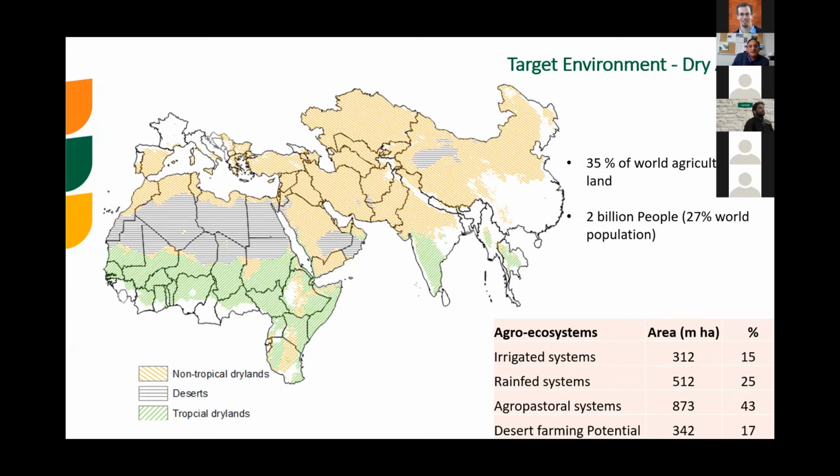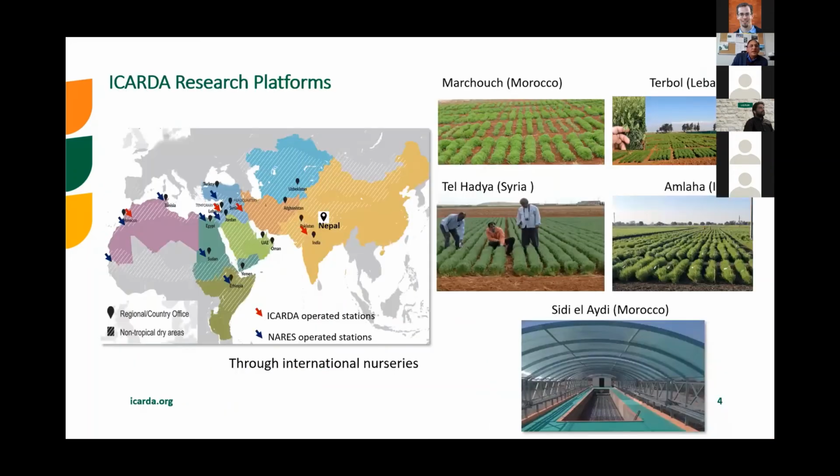As far as Nepal is concerned, our major focus is on rain-fed agro-ecosystems, and that is mainly prevalent in the Terai region and mid-hill regions, so I will be talking more about those regions. You can see in this slide that we have our breeding programs operational at four locations: Morocco, Lebanon, Syria, and India. For Nepal, we are providing our nurseries from Morocco as well as India.